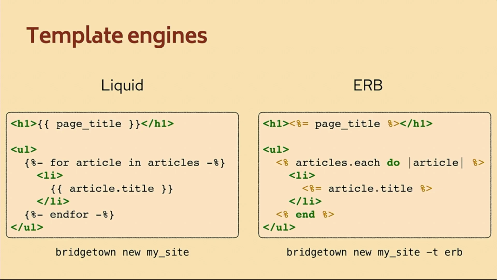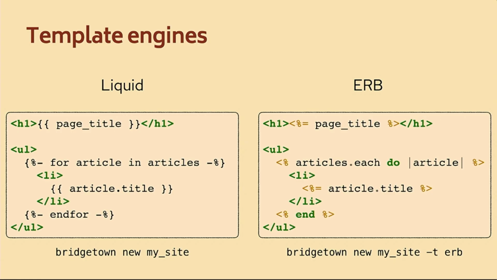Version 2 is going to flip this on its head, so ERB will be the default, and Liquid will be optional. And you can mix and match in the same project as well. For me personally, this is just enough reason on its own to use Bridgetown, because I really, really don't like Liquid.